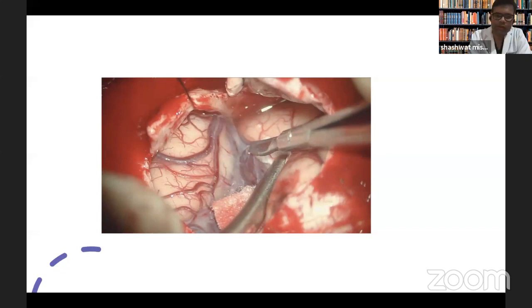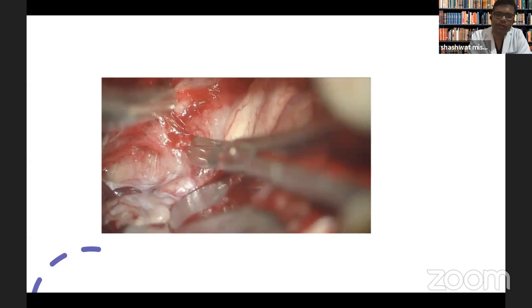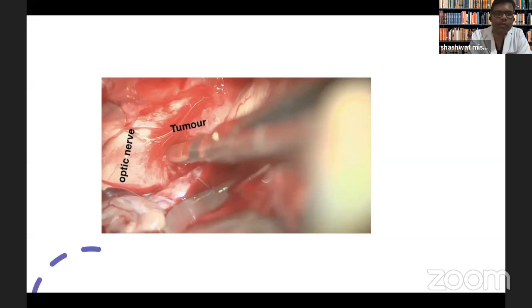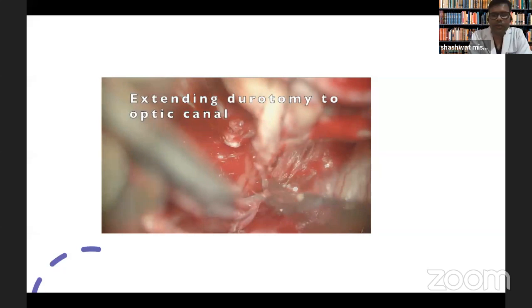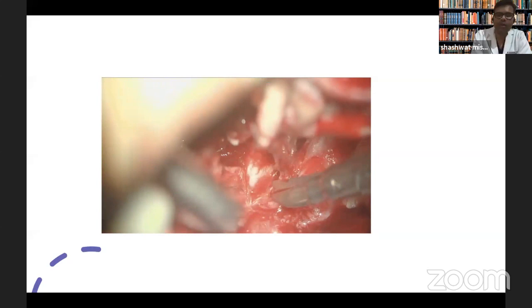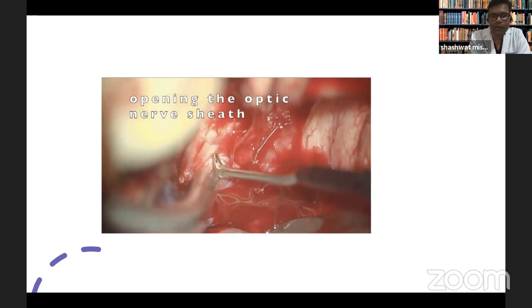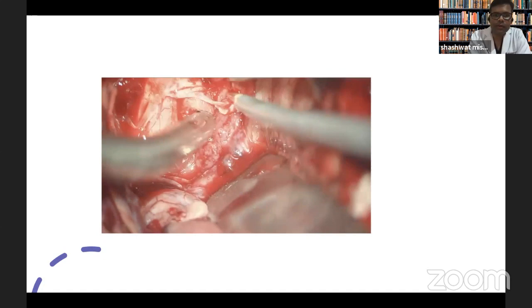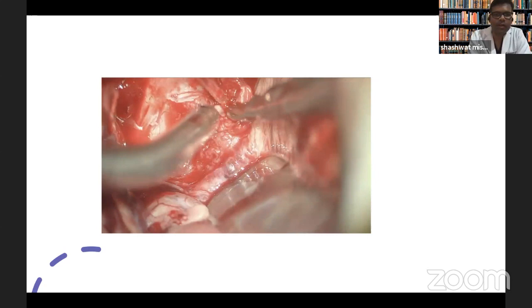So this is splitting of the sylvian fissure. And now we can already see the tumor, which is almost compressing and obliterating the left optic nerve. Here we open up the dura right down to the clinoidal space to enlarge our working window. Then we open up the optic nerve sheath. This is very important for the atraumatic dissection of the optic nerve, and you will realize how advantageous this proved to be for the patient.